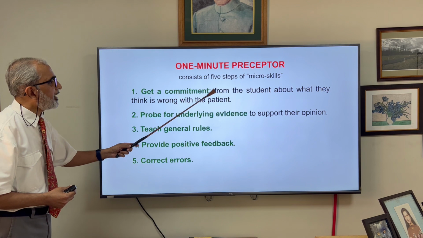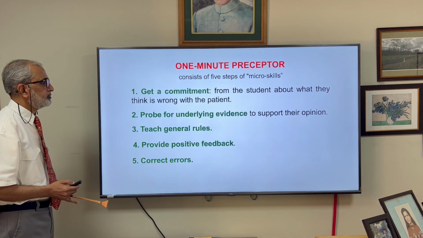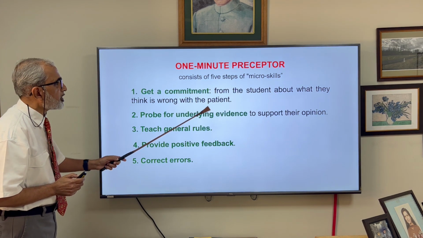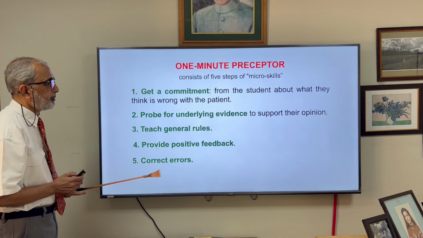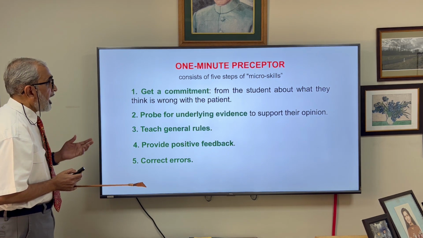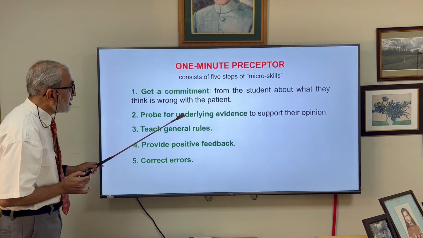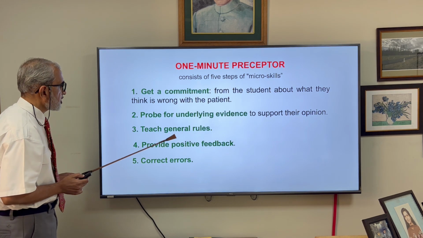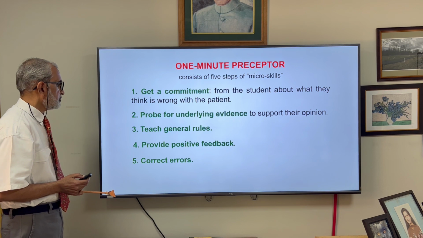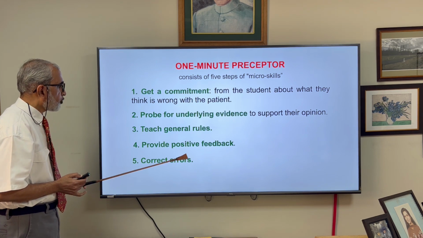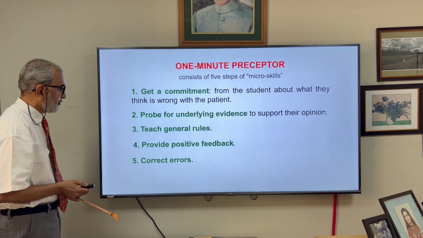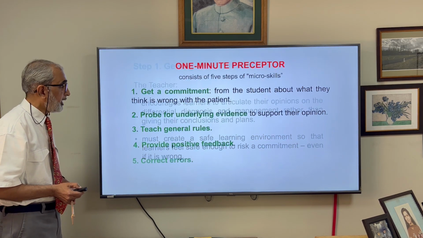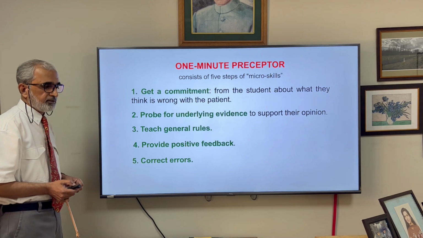It consists of 5 steps of micro skills. One micro skill is get a commitment from the student about what they think is wrong with the patient. Another micro skill is probe for underlying evidence to support their opinion. Third micro skill is teach general rules. Fourth micro skill is provide positive feedback. And fifth is correct errors. Mind you, these are micro skills.